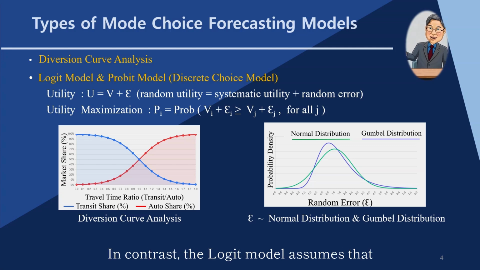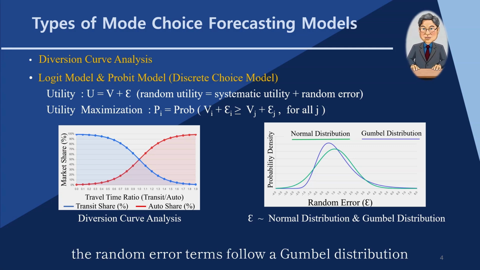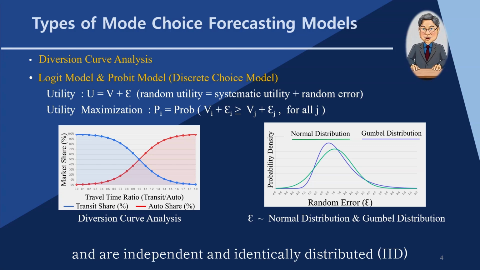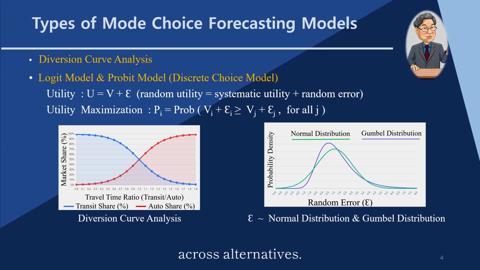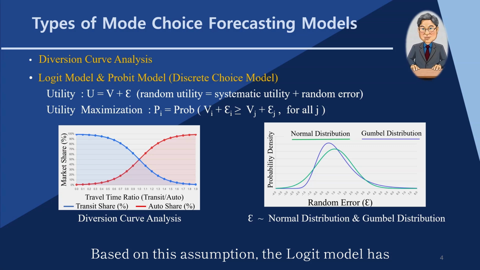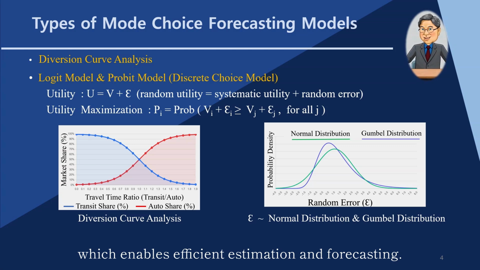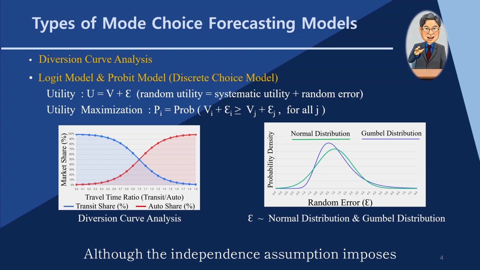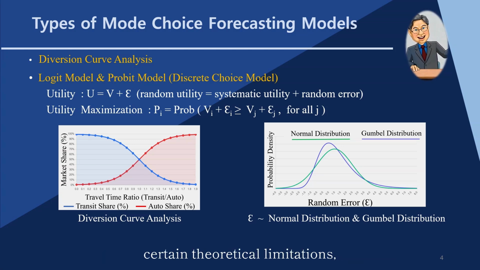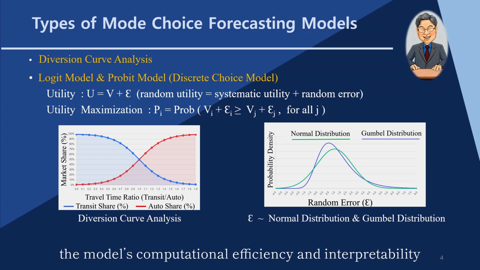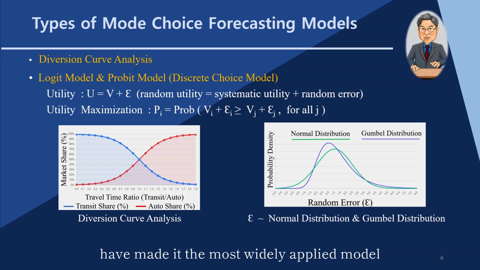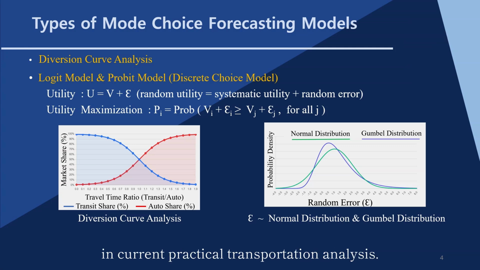In contrast, the Logit model assumes that the random error terms follow a Gumbel distribution and are independent and identically distributed, IID, across alternatives. Based on this assumption, the Logit model has a convenient closed-form expression in exponential form, which enables efficient estimation and forecasting. Although the independence assumption imposes some theoretical limitations, the model's computational efficiency and interpretability have made it the most widely applied model in current practical transportation analysis.